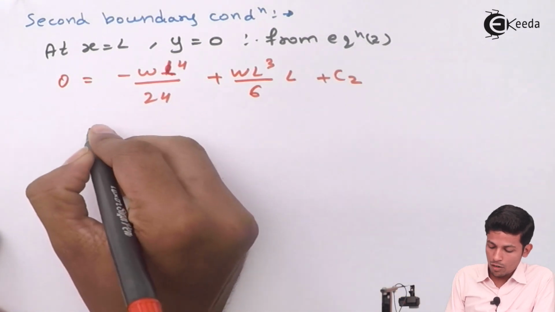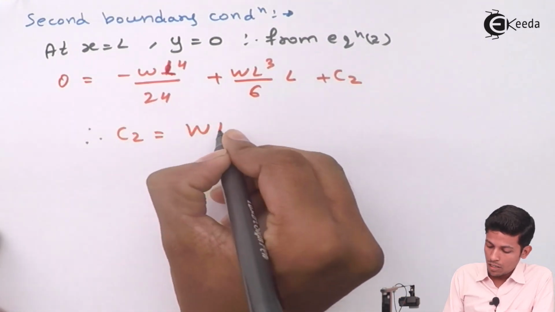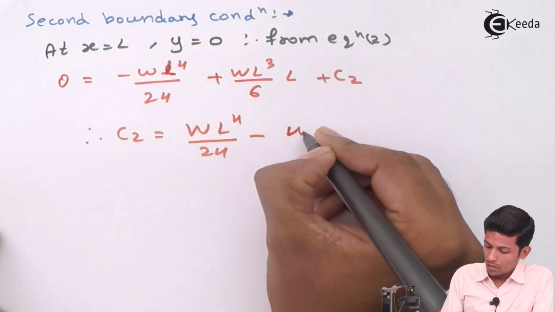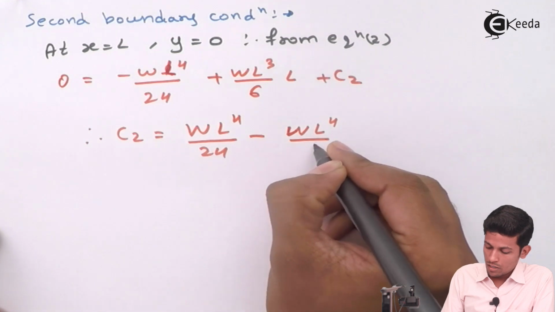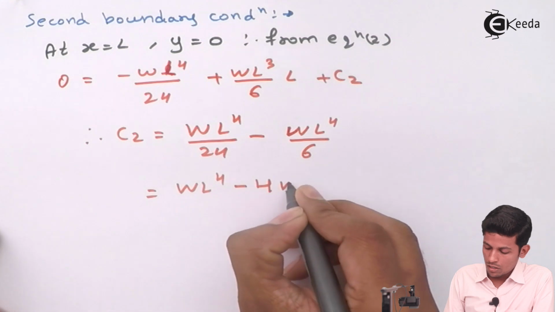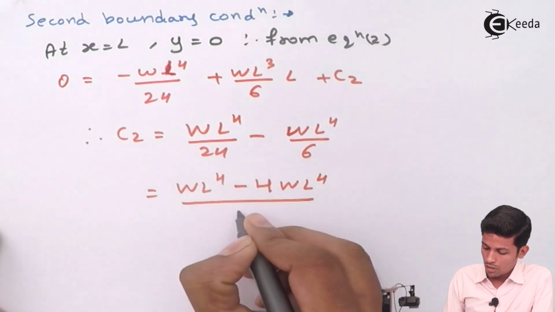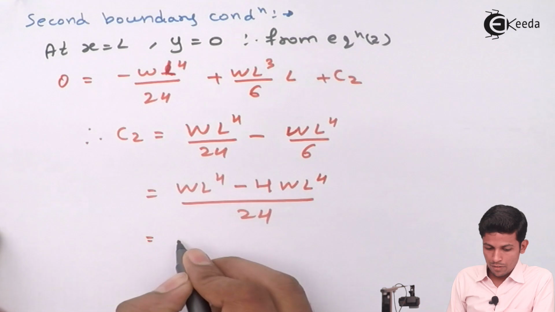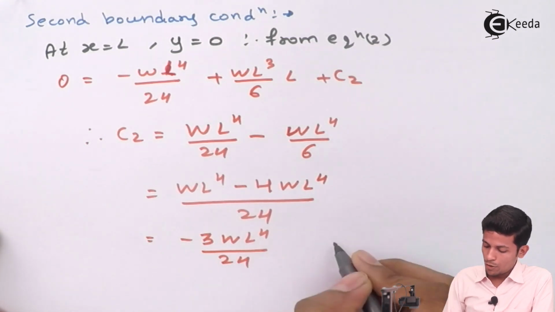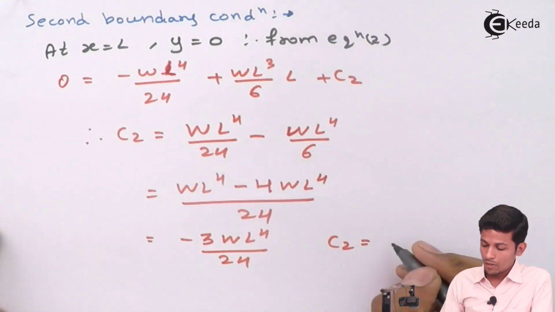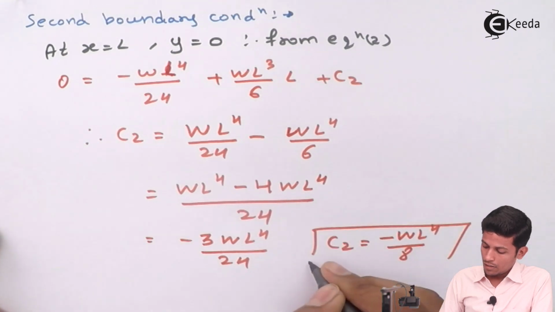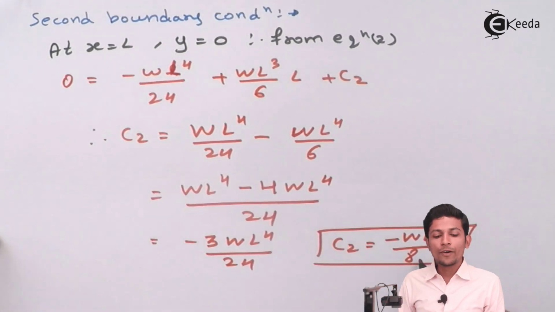Now you get the value of C2 will be wl raised to 4 upon 24 minus wl raised to 4 upon 6. So wl raised to 4 minus 4 wl raised to 4 upon 24, which is minus 3 wl raised to 4 upon 24. You get the value of C2 as minus WL raised to 4 upon 8. See, WL raised to 4 upon 8.